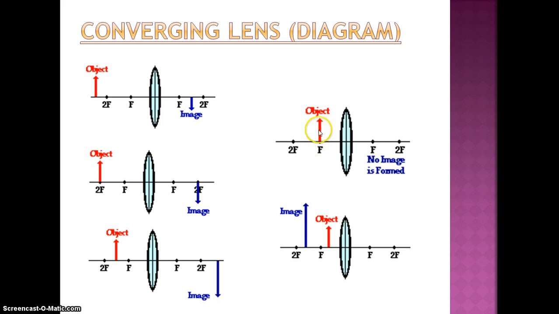In this diagram, the object is placed directly on the focal point. There is no image formed. We will show you later in the simulation why there is no image formed. In this final diagram, the object is placed before the focal point. Therefore, the light rays are not going to connect and create an image past the lens, and it will create an imaginary image that is bigger and upright.